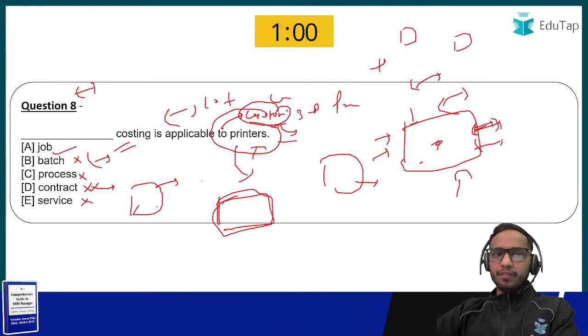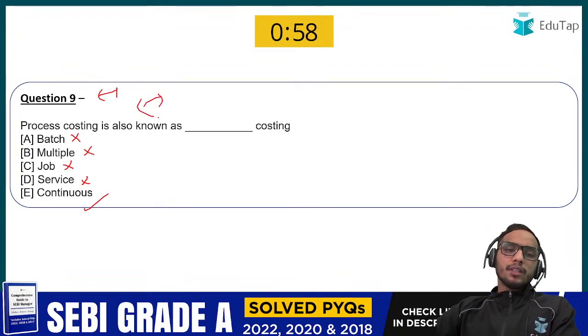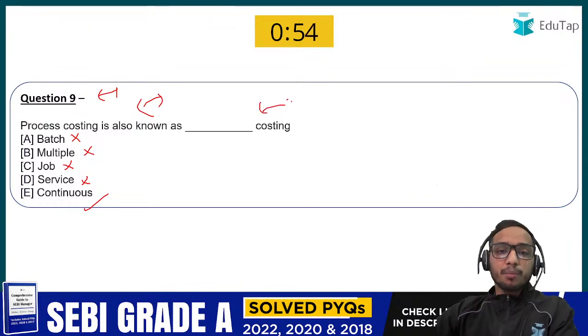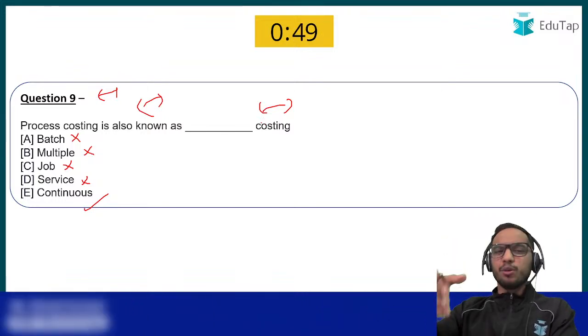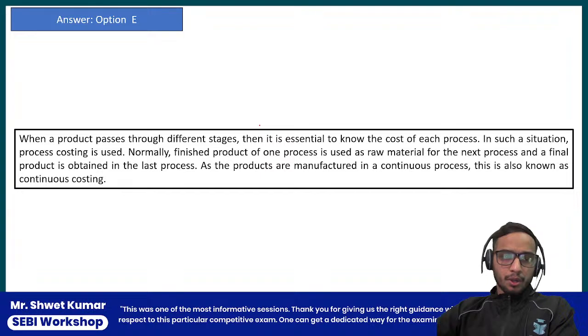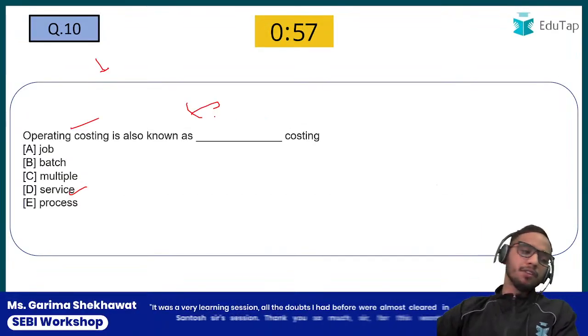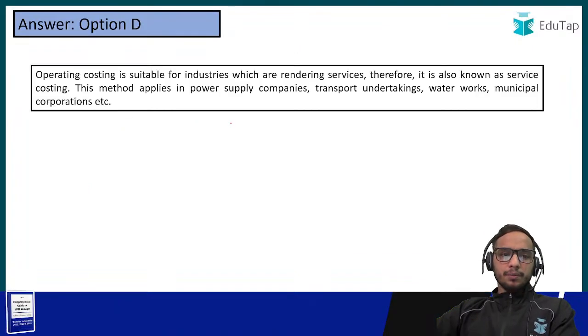And previously we have discussed all the logic of every question. Now, the logic of process costing. Process costing is also known as which type of costing? I think everyone was correct here, so no need to get into the details of this particular question. And now we have question number 10. This was also an easy question and everyone was correct here too. Now let's discuss the homework question.